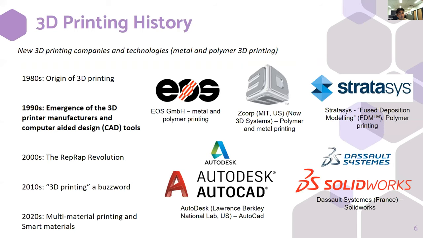So in the 1990s, we have the emergence of 3D printing manufacturers and CAD tools. We have EOS, which specializes in metal and polymer printing with laser sintering technology. We have Z Corp, which was acquired by 3D Systems, which focuses on polymer and metal printing. We have Stratasys, another well-known 3D printing company. They registered the trademark FDM, Fused Deposition Modeling, which focuses on polymer 3D printing. And alongside these companies, we have CAD companies which emerged to aid 3D printing processes, which include Autodesk for AutoCAD software and Dassault Systemes for SolidWorks.